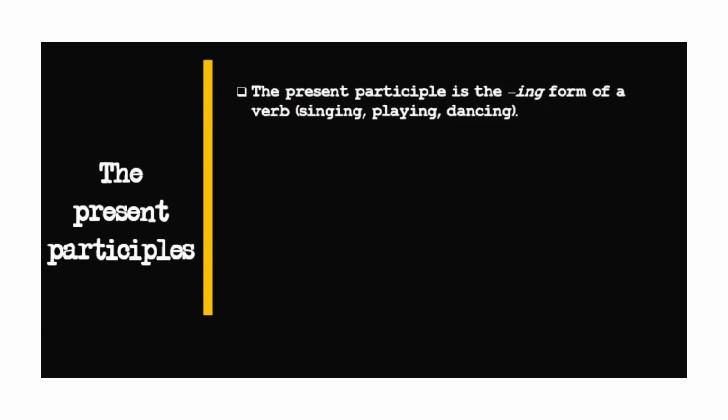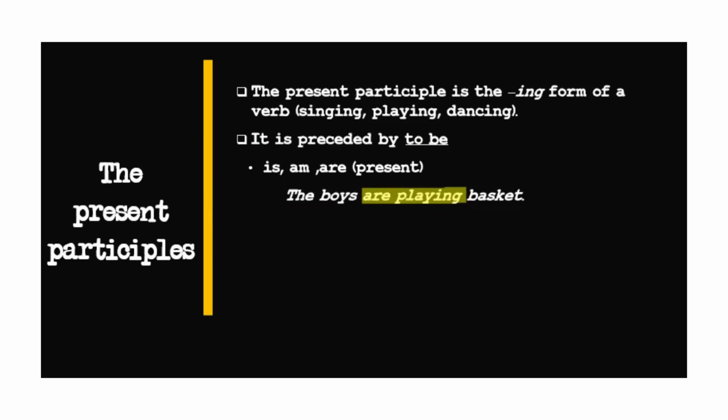A present participle is the ing form of a verb. For example, singing, playing, and dancing. And it is preceded by to be. Is, am, are are the to be for present. For example, the boys are playing basket.